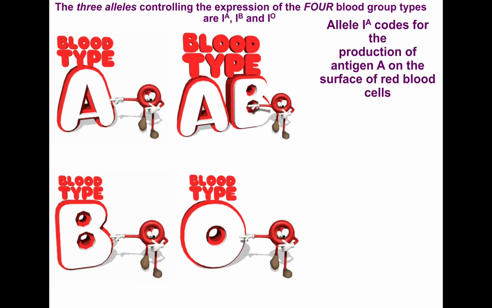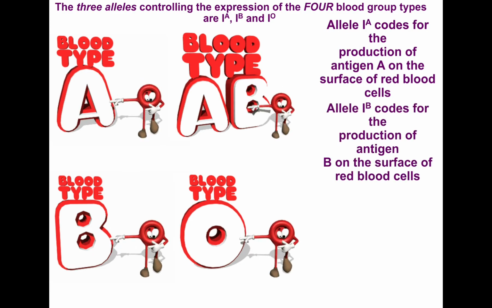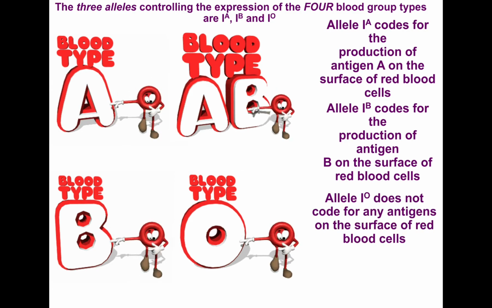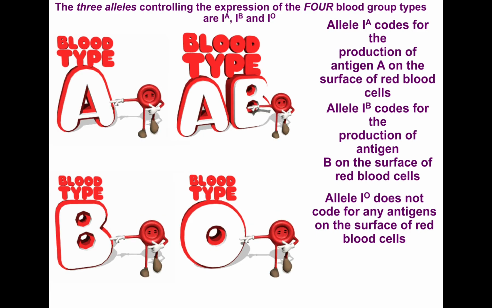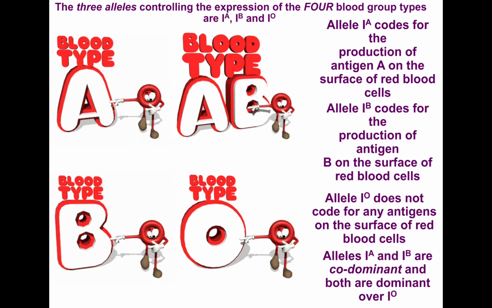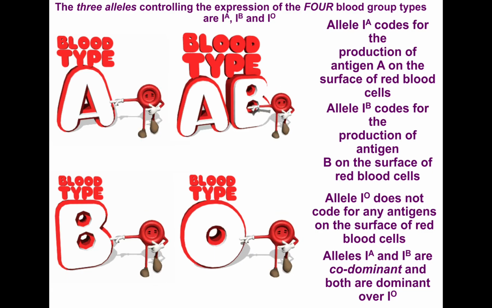So A will produce the antigens of type A. B codes for the production of antigens of a different type. And O does not code for any antigens on a blood cell. A and B are both codominant and are dominant over O.